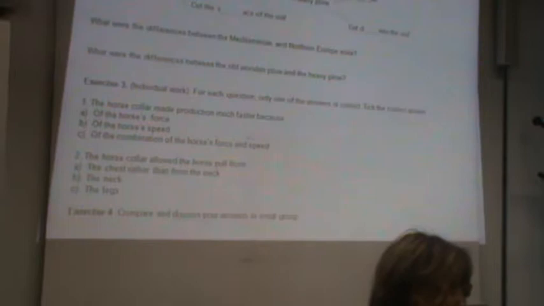This question, what were the differences between the Mediterranean and the Northern Europe soils, I think is a cultural aspect also of the lesson, because they can make the difference between some land in a Mediterranean country and some land of a Northern Europe country. And also exercise 3 is individual work, and they have to choose the correct answer.